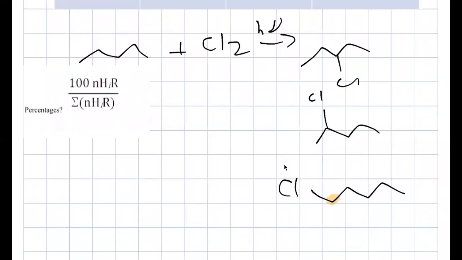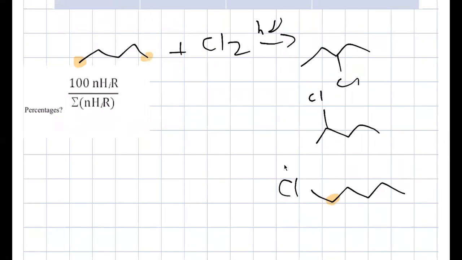Okay, I want to take you back to when we first started this problem. How many primary hydrogens are present in pentane? So let's look here. This is pentane right here. How many primary hydrogens are present?